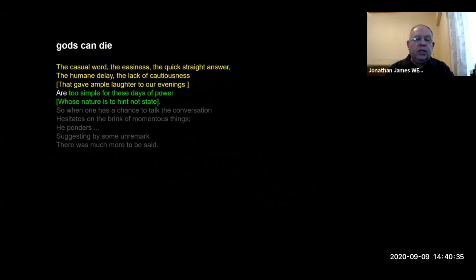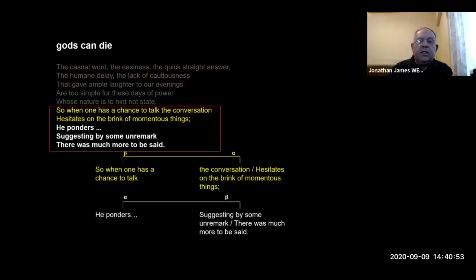And then a repetition, again, that sort of sequencing of ideas: the casual word, the easiness, the quick straight answer, the humane delay. Simple clause, but with just a continuous sequence of items, a series of items, until again it comes to the end, where, notice, it highlights and brings to your attention the idea of what this friend has become.